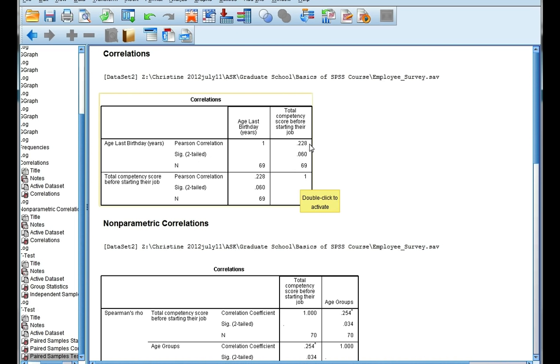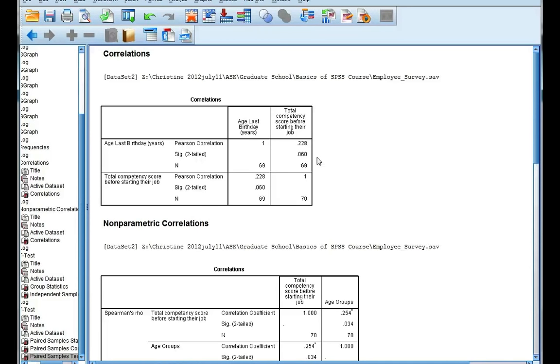The first value is our actual correlation coefficient, and this tells us the strength of the linear relationship between our variables. And we can see here 0.228. If we were to look on a table, we would see that this is kind of a small, almost moderate strength, positive correlation because this value is positive. And the second thing I want to look at is my significance value, which is 0.060.